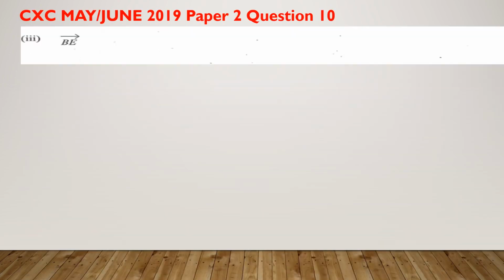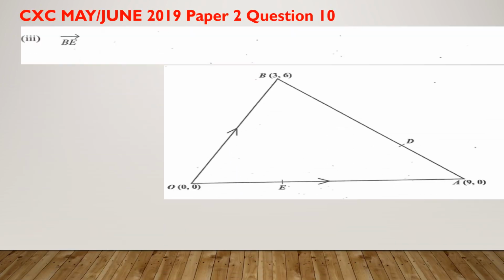Here in part 3 now we're asked to find vector BE. So let's draw our line to BE. And that's this. So BE, let me just write it a little. BE is equal to BO, or in that direction, BO plus OE.